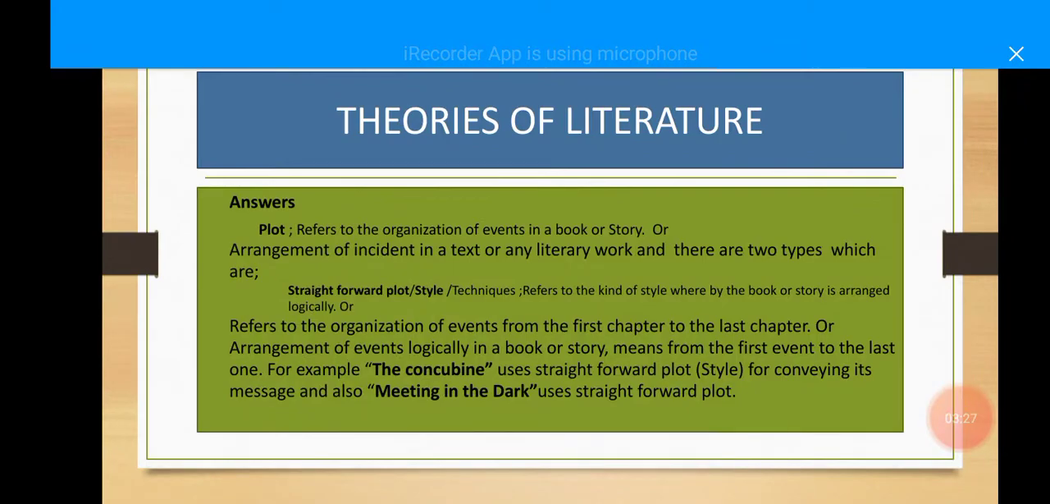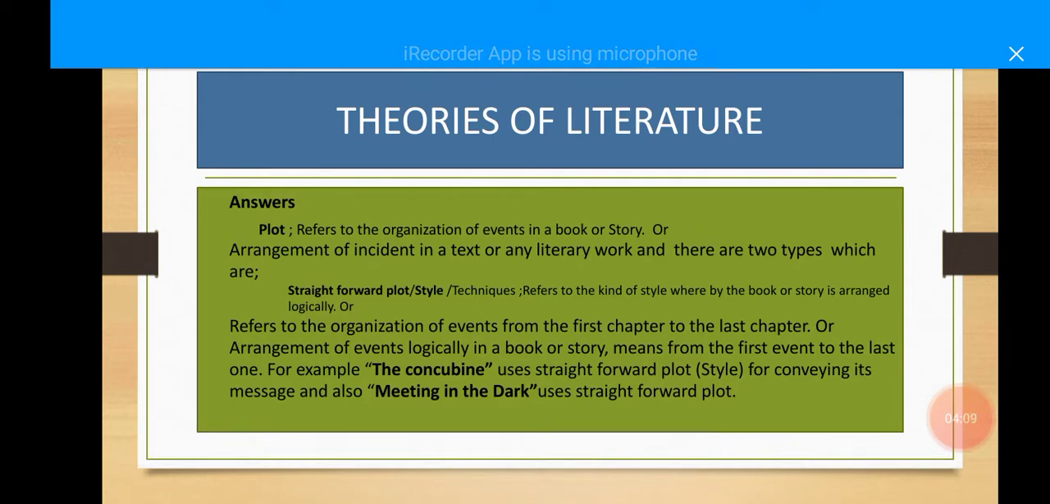By answers, plot refers to the organization of events in a book or story, or sometimes can be defined as the arrangement of incidents in a text or any literary work. There are two types. The first one is a straightforward plot or style, or technique. By definition, straightforward plot refers to the kind of style whereby a book or story is arranged logically.